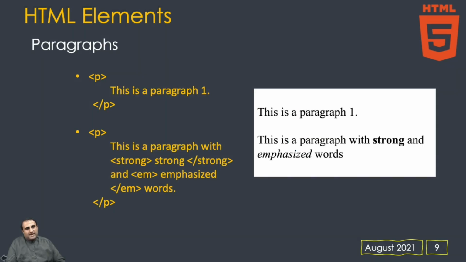Similarly, we have the paragraphs, and inside the paragraphs we can also have some more annotations. For example, we can emphasize the text, and we can also make the text bold. The strong tag makes the text bold, and the emphasized text tag makes the text italic.